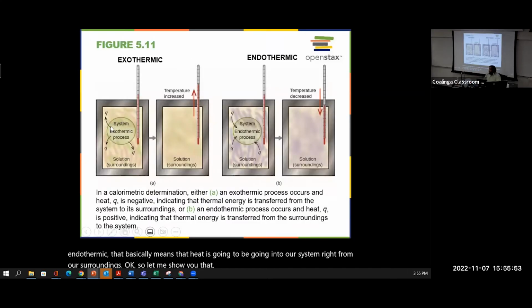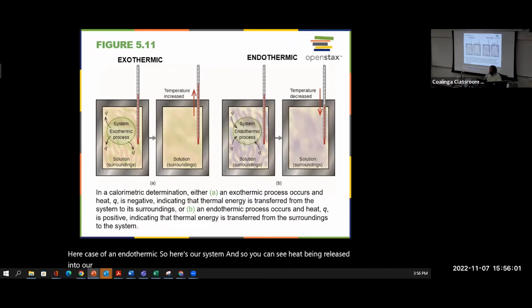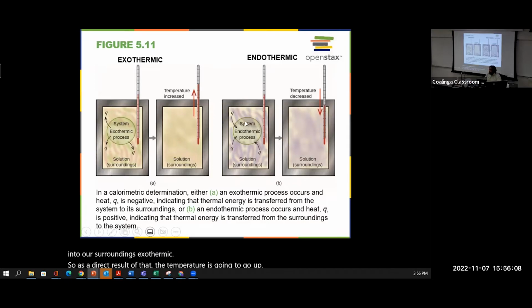Here, in the case of an exothermic, here's our system, and you can see heat being released into our surroundings. As a direct result of that, the temperature is going to go up. In the case of endothermic, our system is now going to be getting that heat, so our temperature is going to go down. Make sense?